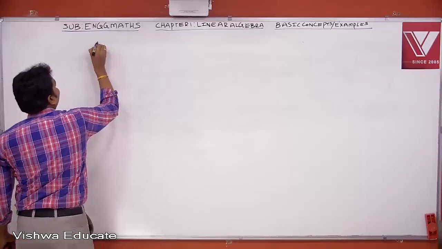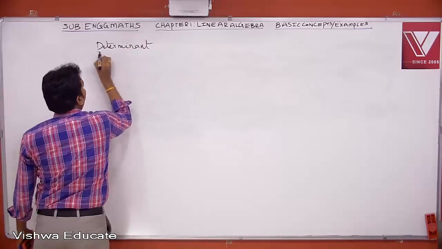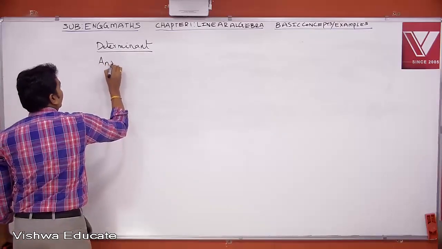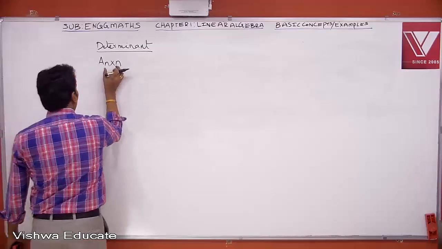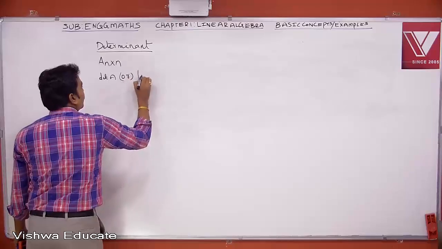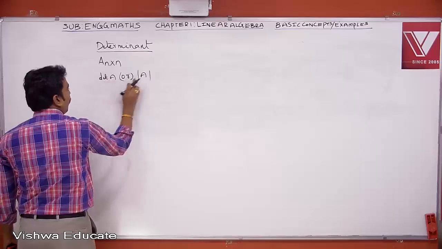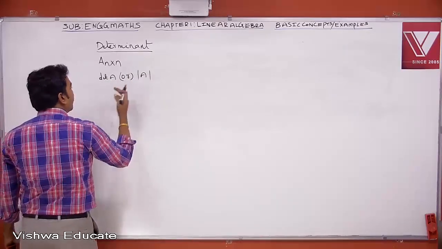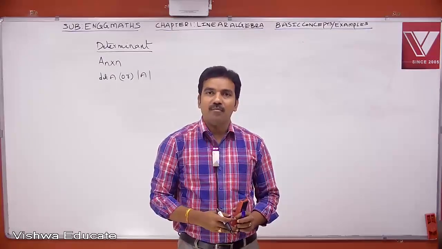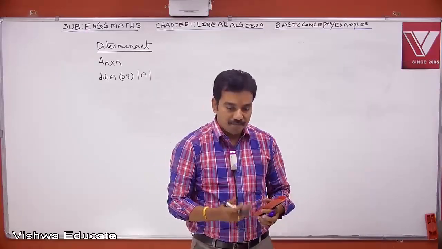Next concept, determinant. Suppose A is an n cross n matrix. Now the determinant of this matrix is denoted by det A or the symbol mod A. This is the symbol for the determinant of a matrix. Either det A or mod A, we can use this. Now before discussing the definition of the determinant of a square matrix, let us use some mathematical formula and then we can discuss cofactors followed by the determinant of a square matrix, right?